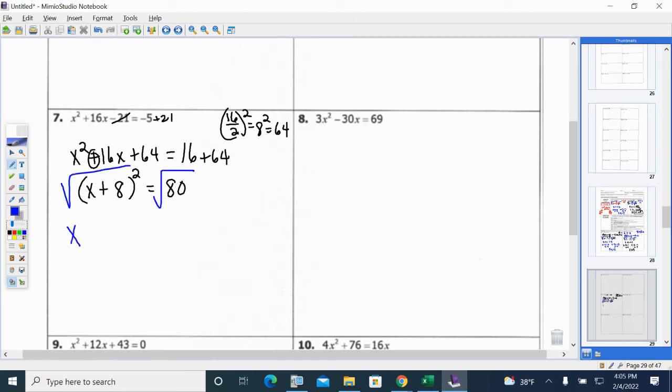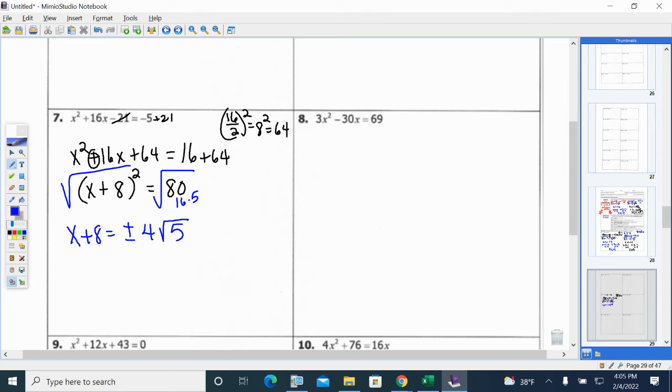And we get x plus 8 equals a positive and a negative square root of 80. We got to simplify. 80 is 16 times 5. I feel like we just did this, 16 and 5. So that's going to give me 4 radical 5.